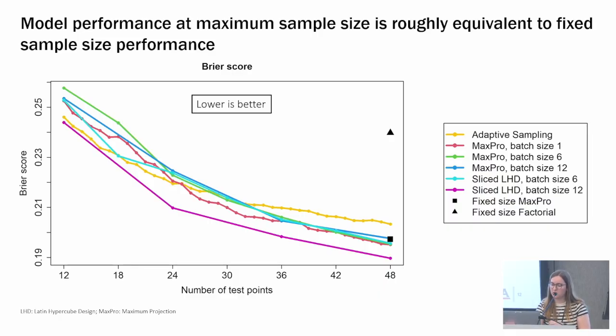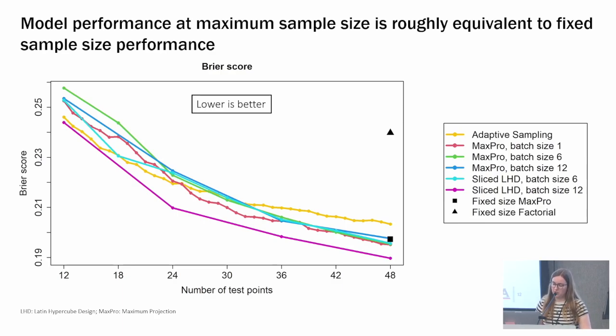And for the maximum projection design, we are able to use every single batch size that we use in the other two. So we have batch sizes of 1, 6, and 12. In addition to our sequential method, we also showed the results from two fixed size designs of size 48, which is our ending test size, just to see how good we would have done if we had collected all 48 test points at once.